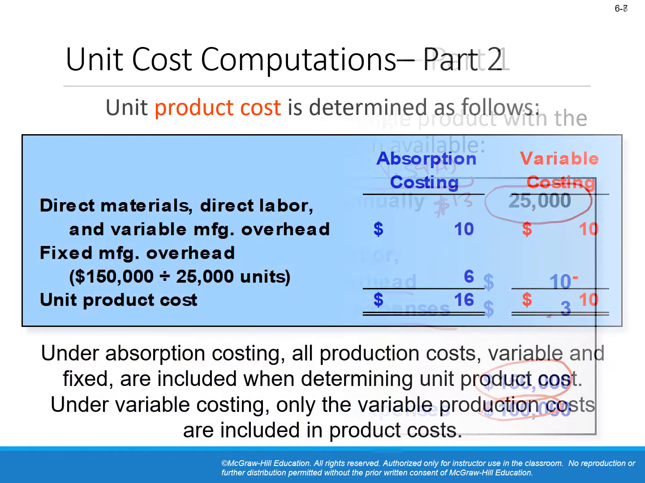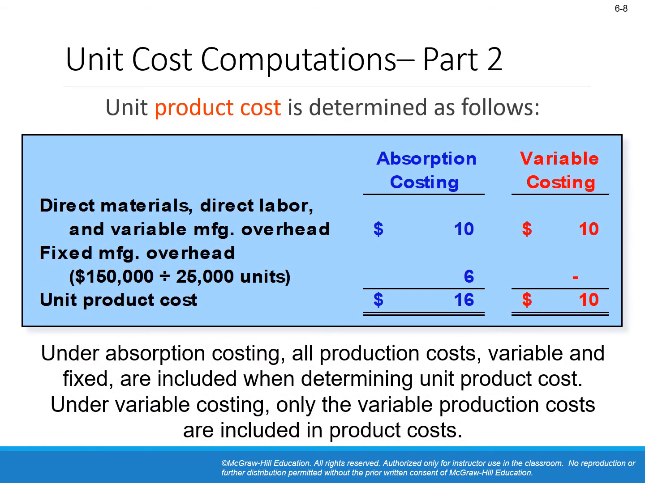So let's move. So the given says absorption costing and variable costing, and we are computing the product cost in each of them under each approach. Under absorption costing, the product cost consists of direct material, direct labor, variable manufacturing overhead, and fixed manufacturing overhead. So the 4 components, and the sum of the 4 components is $16.